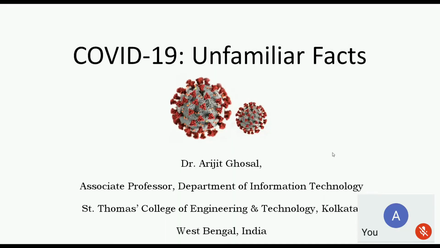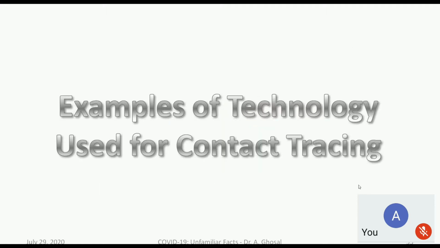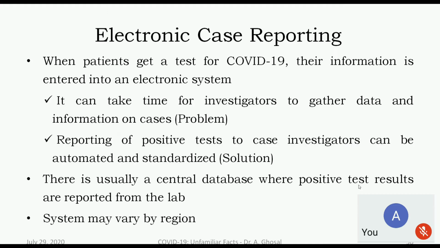Okay. Now today I'm giving a presentation on this topic, that is COVID-19 unfamiliar facts. The examples of technology used for contact tracing, because obviously, as I told, for a single case there will be a number of contacts. And as a huge number of cases are being reported each and every day, it is not possible to manually contact all the cases and their contacts.